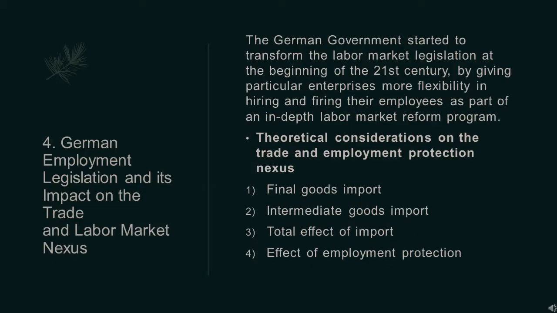The next part is about German employment legislation and its impact on the trade and labor market nexus. The German government started to transform the labor market legislation at the beginning of the 21st century by giving particular enterprises more flexibility in hiring and firing their employees as part of an in-depth labor market reform program. Other adjustments included lower unemployment benefits and various active labor market policies.